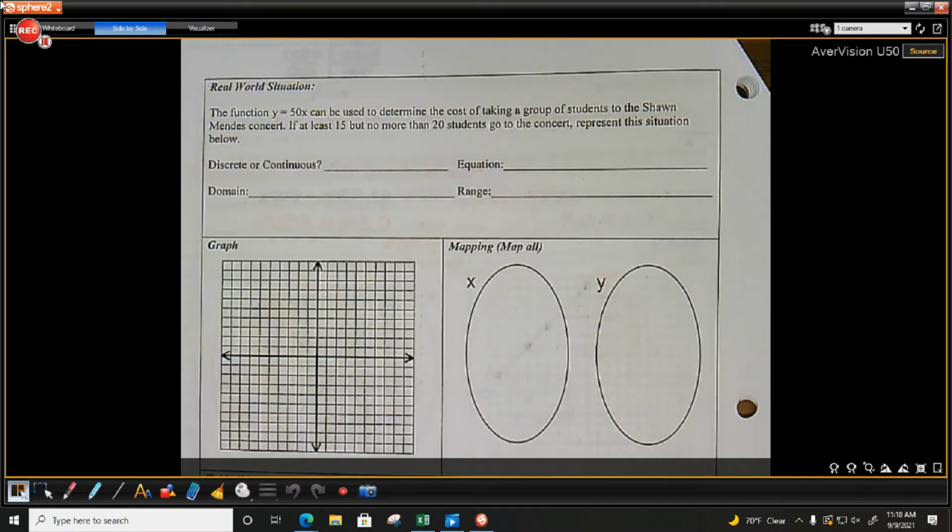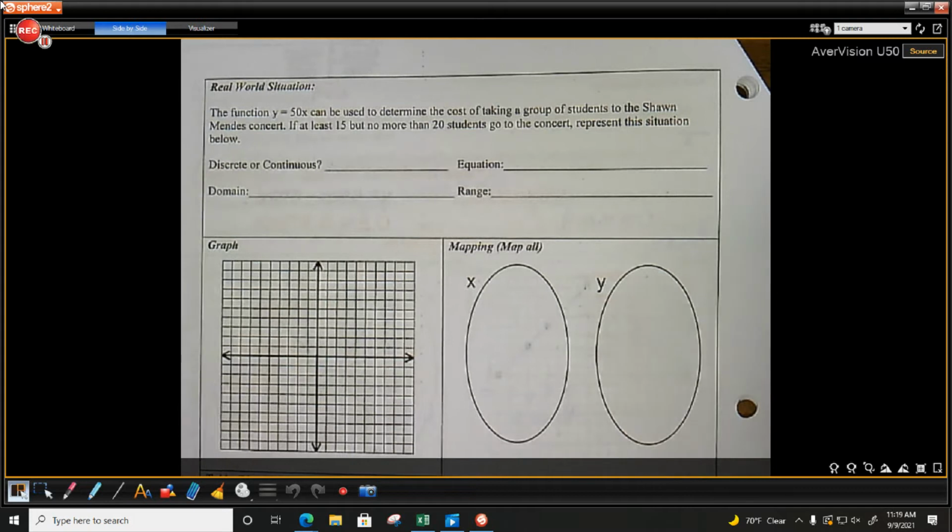Okay, who wants to read this first situation? Yes, Chris. The function y equals 50x can be used to determine the cost of taking a group of students to the Strong and Mendez concert. At least 15, but no more than 20 students can go to the concert. Represent the situation below. Very good.